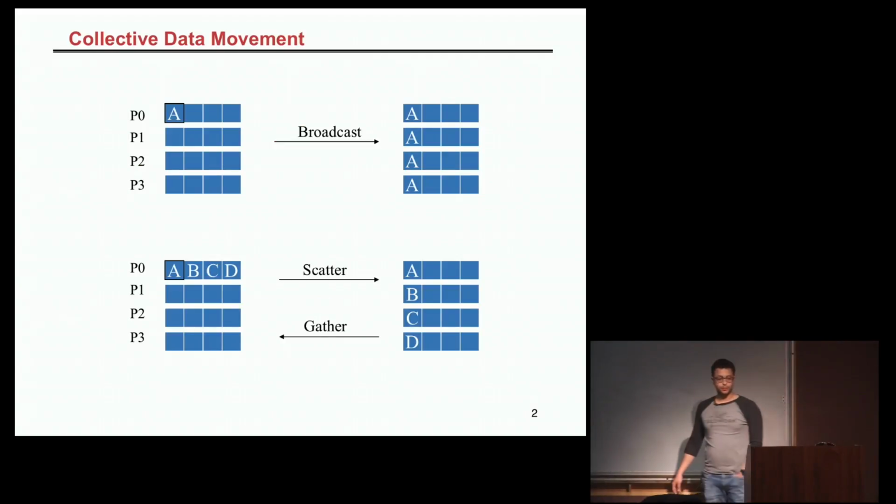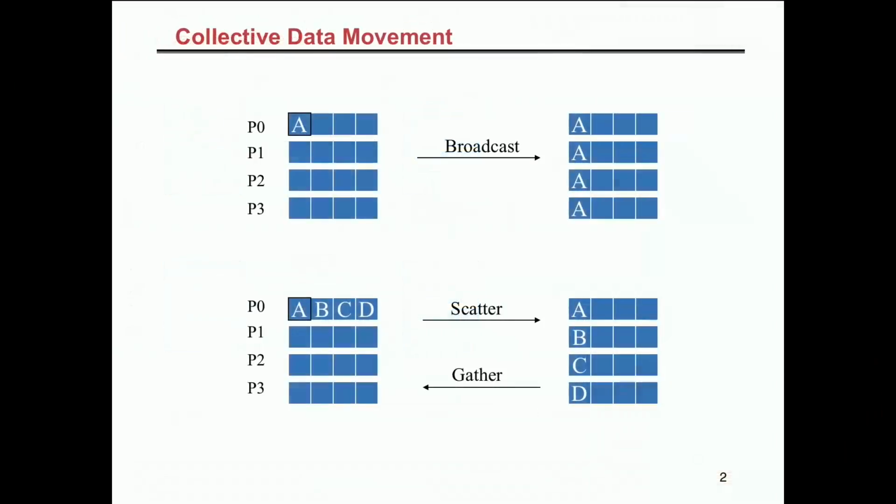So what is collective data movement? A couple of simple ones. Broadcast: some processor owns the data, and it wants to share it with everyone else. Pretty simple model, and the syntax is very nice too. You just say broadcast, give the address, and everyone calls the same function. The only difference is you say who the root is, basically who owns the valid data and who owns the uninitialized or to-be-overwritten data.